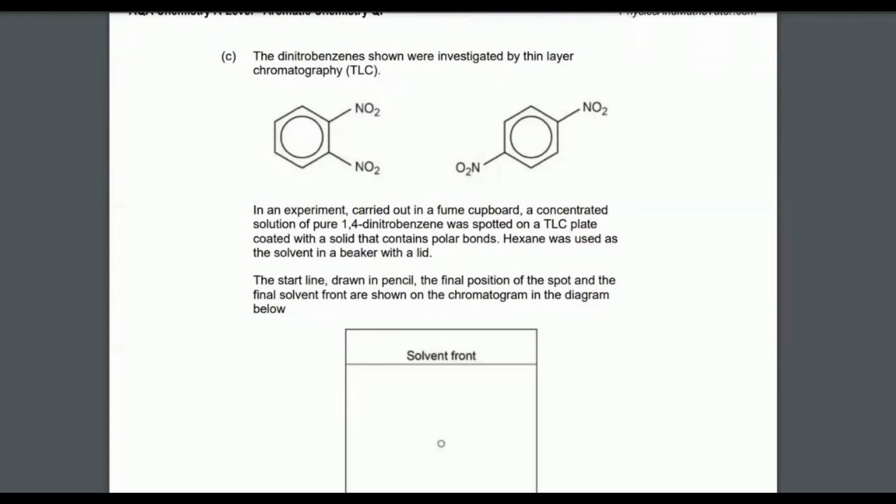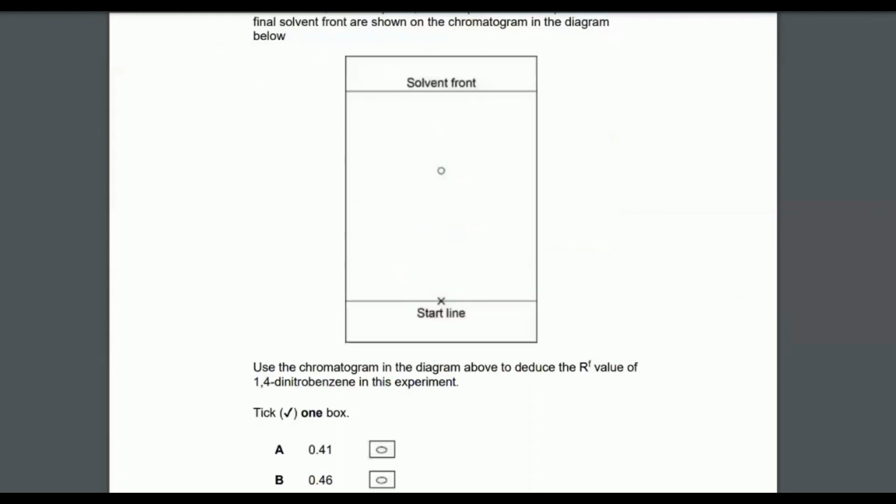The dinitrobenzenes shown were investigated by thin layer chromatography, known as TLC. We've got 1,2-dinitrobenzene and 1,4-dinitrobenzene shown here in a diagram. In an experiment carried out in a fume cupboard, a concentrated solution of pure 1,4-dinitrobenzene, that's the one on the right, was spotted on a TLC plate coated with a solid that contains polar bonds. Hexane is used as the solvent, and it's been put in a beaker with a lid. The lid stops evaporation of organic solvents like hexane that have low boiling points.